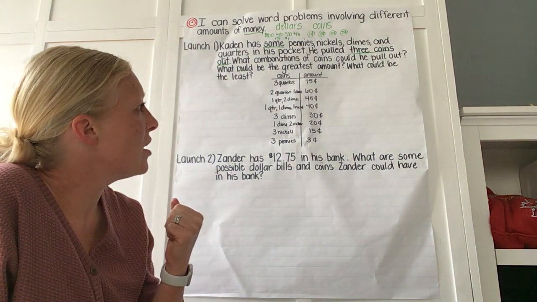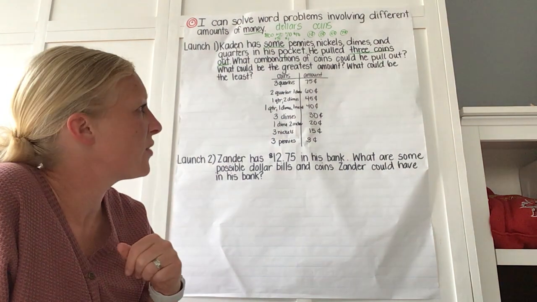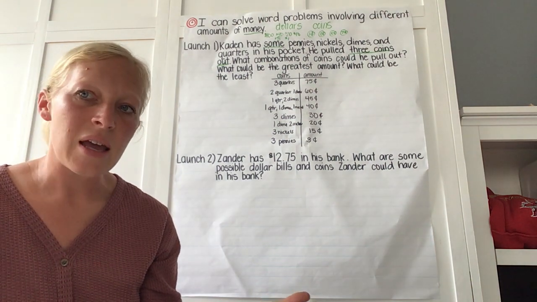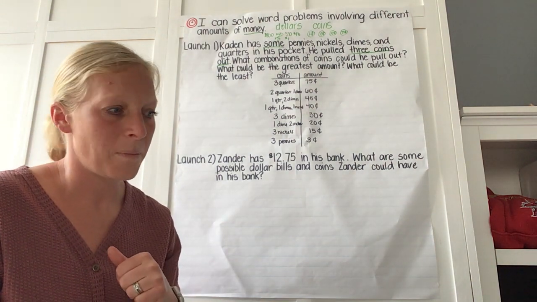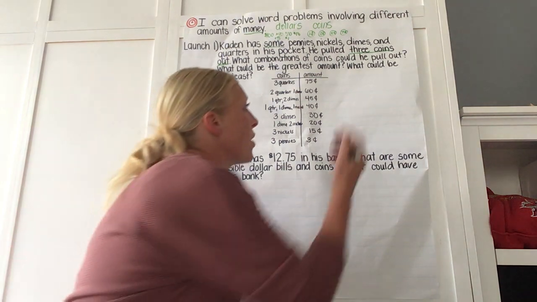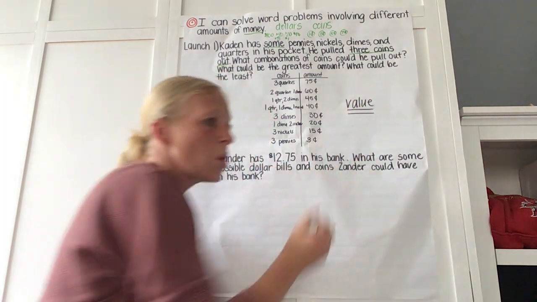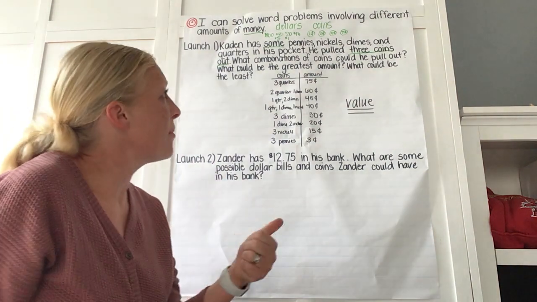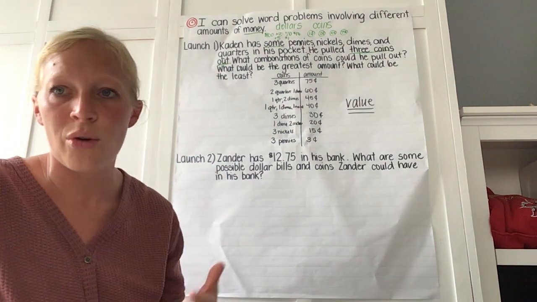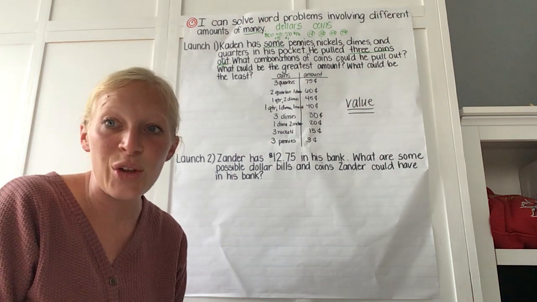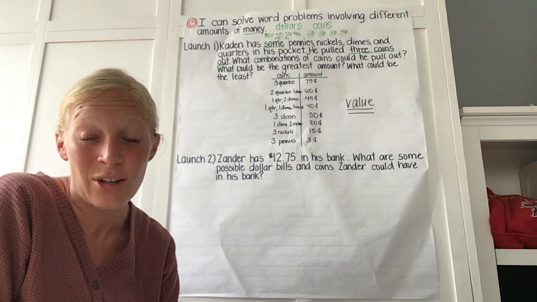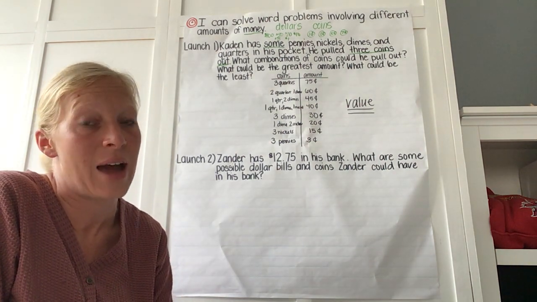Now, how did we know? What did we use to help us figure out what was going to be our greatest amount and our least amount? Oh, yes. We thought about the value of these coins, didn't we? We thought about how much our dime is worth, our pennies, our nickels, our quarters, and we used that value to help us make a good decision about that, right?